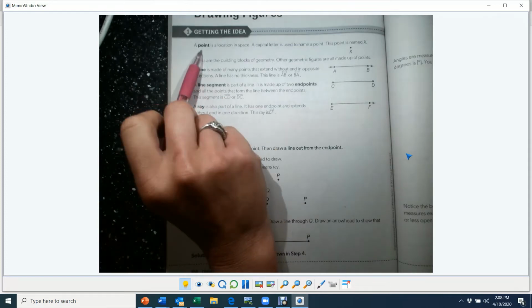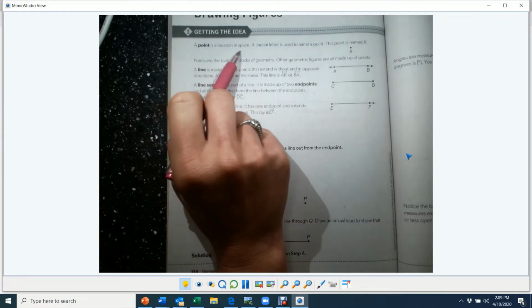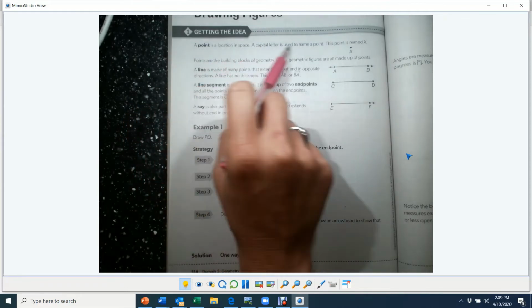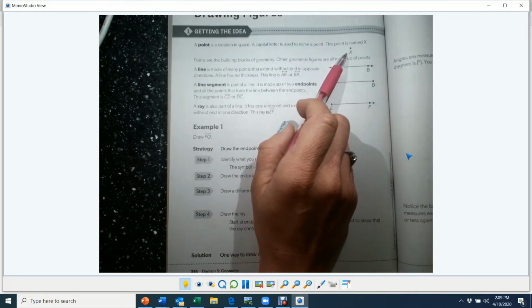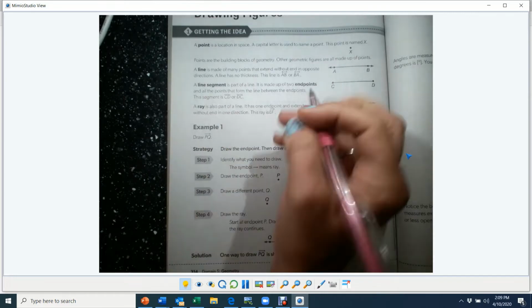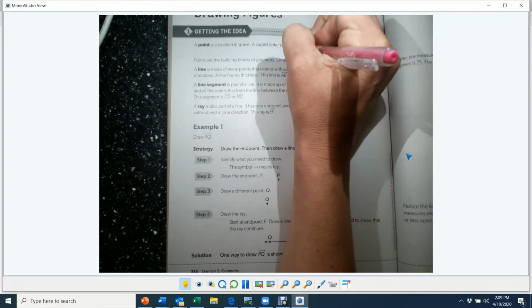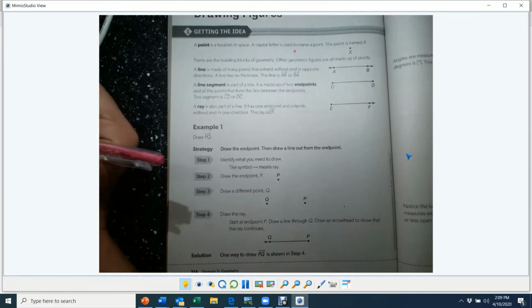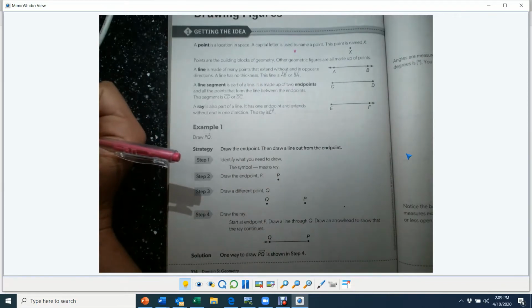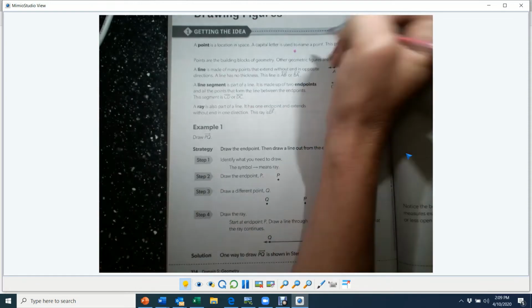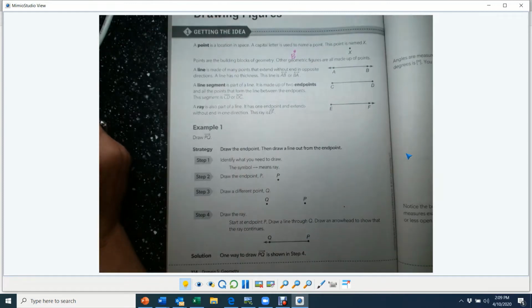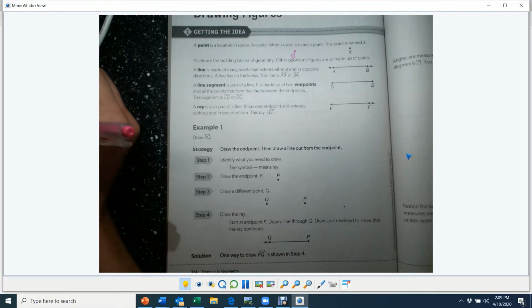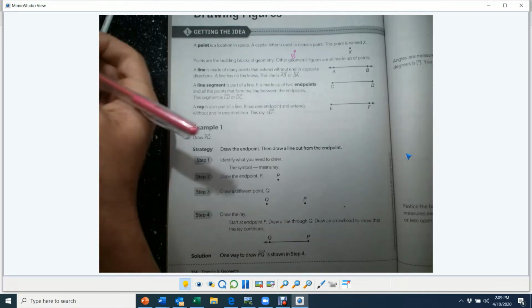So, the first thing we're going to look at, it says, a point is a location in space. A capital letter is used to name a point. So they show us point X. Alright? So I want everybody in their book to just draw another point, just to help you remember. Draw a point. And you can name it anything you want. You could name it the first letter of your first name. I'm going to name mine point B for Ms. Bowling. But I want everybody to just draw a point and name it. So I have point B, you could have point A, point F, point G, but just draw a point in your book.